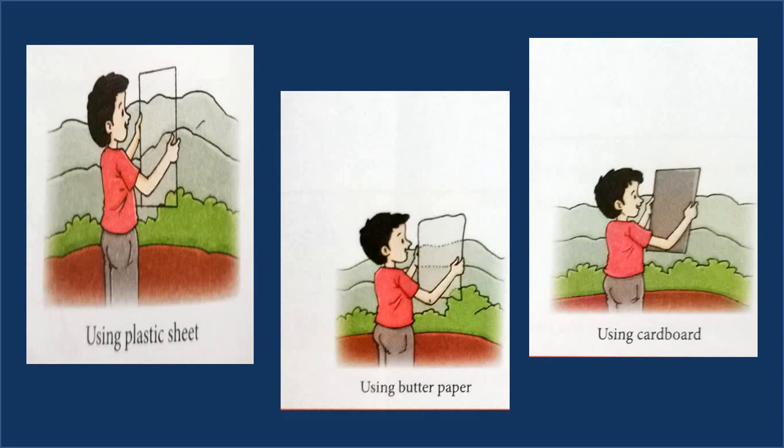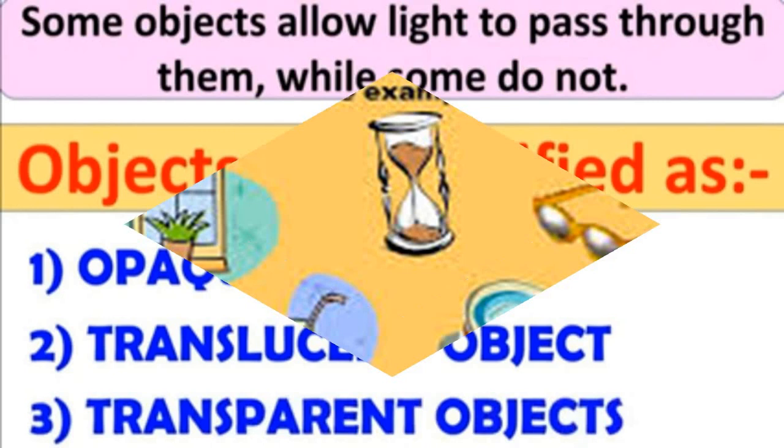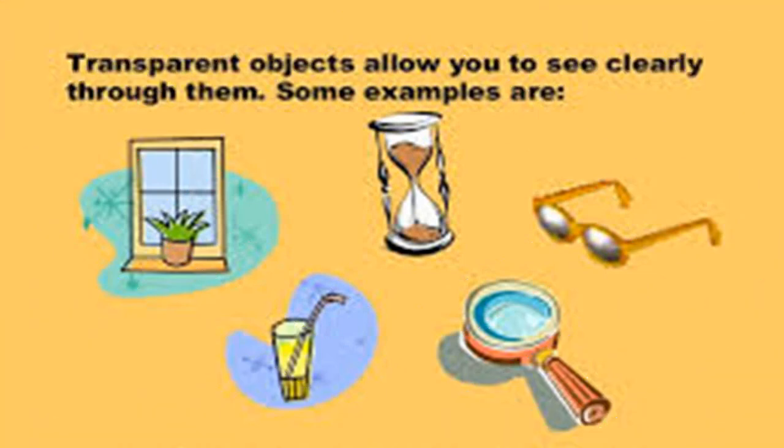So, you all find here that some objects allow light to pass through them while some do not. On the basis of this, objects can be classified into three categories. First is opaque objects, second is translucent objects, and third is transparent objects. So let's start with what are transparent objects.